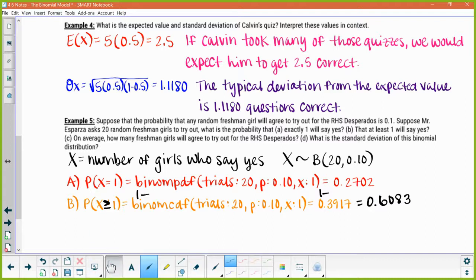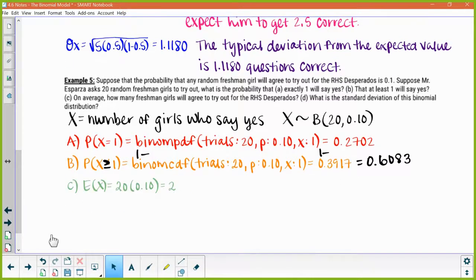And then expected value and standard deviation are super easy. We're just going to plug in N and P, 20 trials, 0.10 probability of success. We'd expect about 2 people to say yes. And standard deviation, trials, success, fail. And that 2 will typically vary by 1.3416. And that takes care of example 5. Now, it was a lot of information. However, front loading all of this makes geometric on Wednesday a lot easier for us.